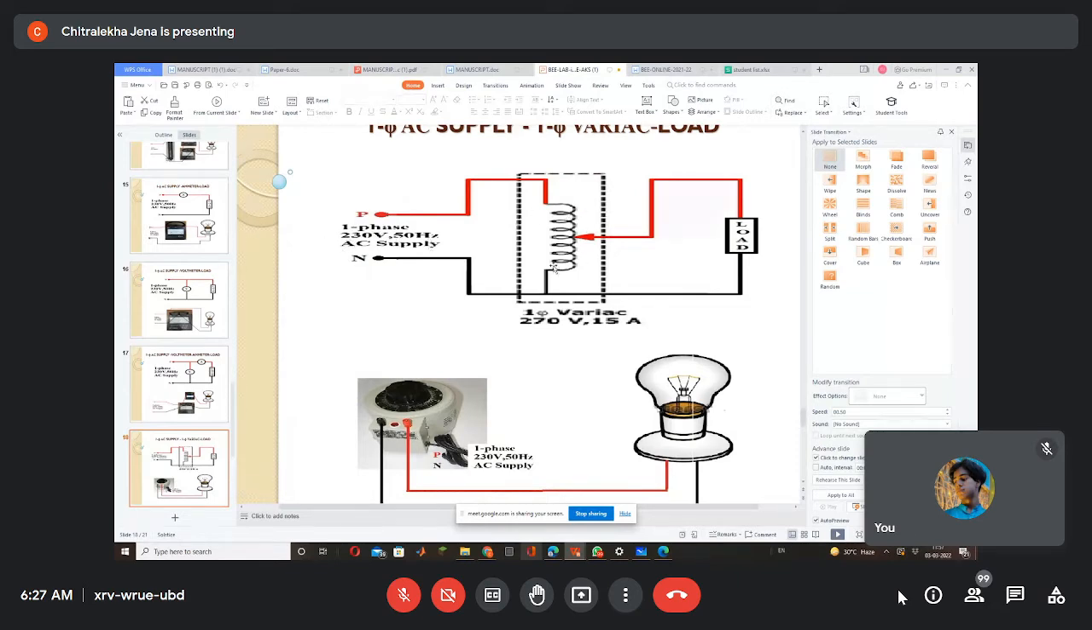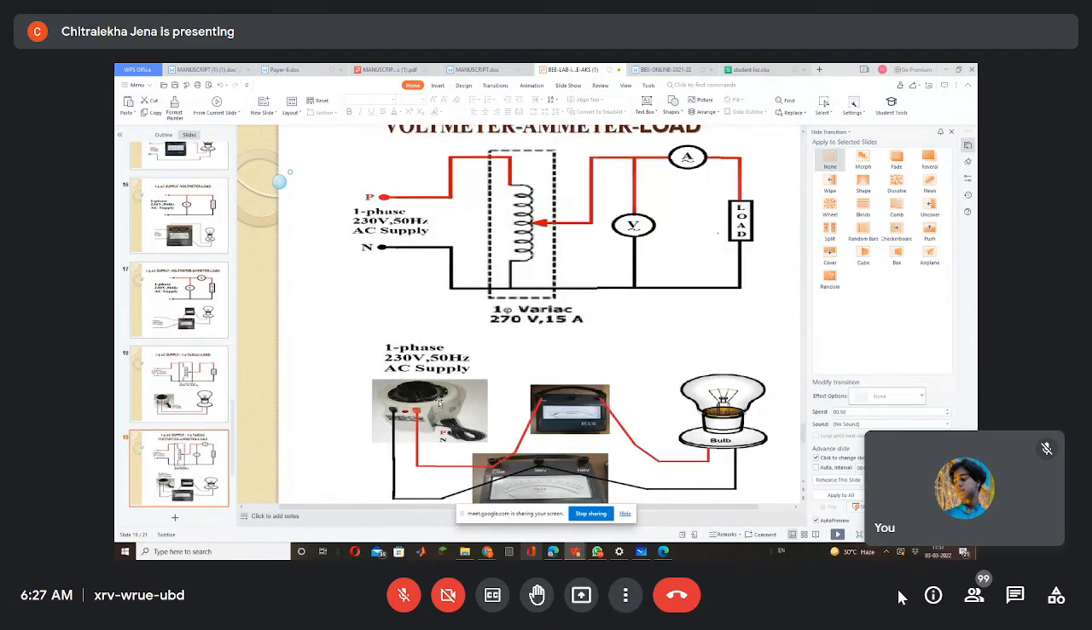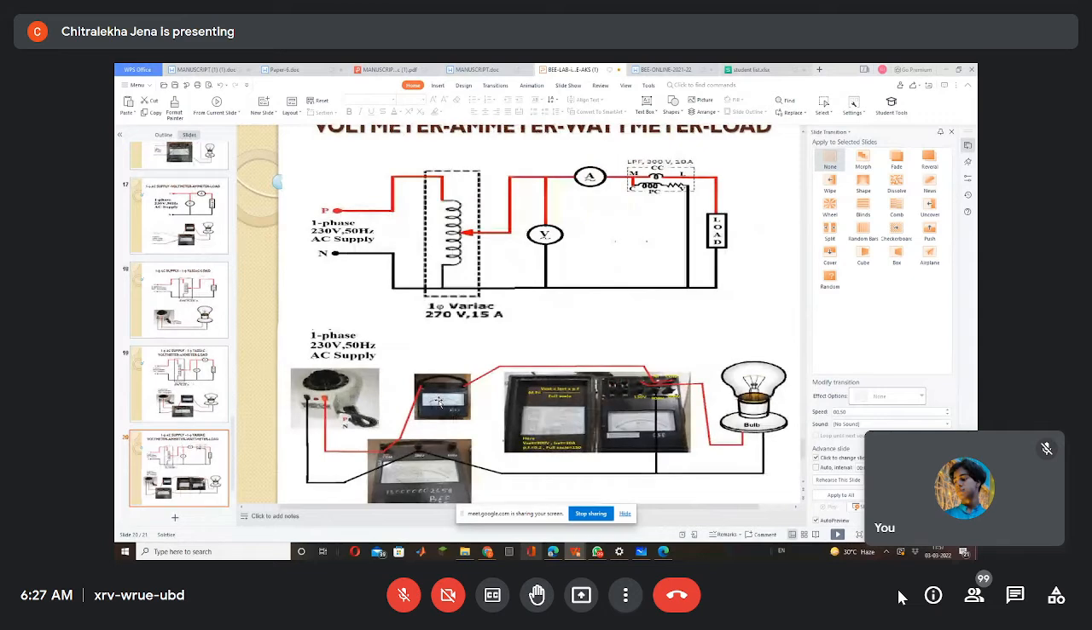But with the help of this variac, you can change the voltage according to the number of turns you have provided. So according to your circuit, however much voltage you require, you can give it by using this variac. Variac is to vary the AC voltage. Okay. So here, all the connections have been done.